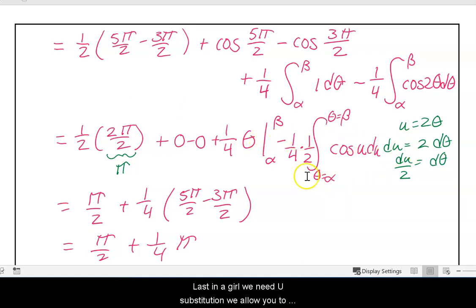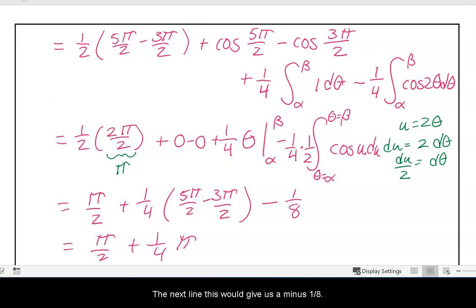The last integral, we need U substitution. We allow U to be 2 theta so that du is 2 d theta. Solving for the differential d theta gives us du over 2, and we pull the 2 to the front of the integral as a constant factor. And the next line, this would give us a minus 1/8.